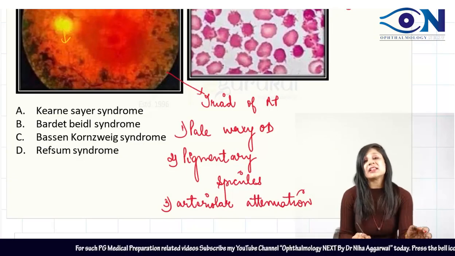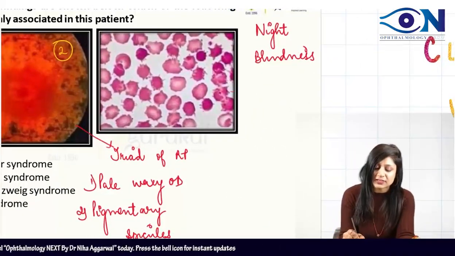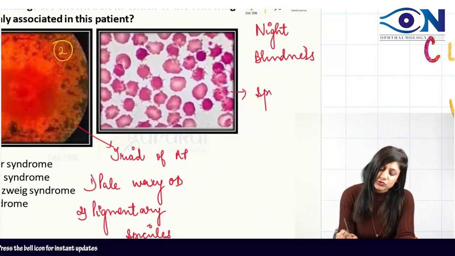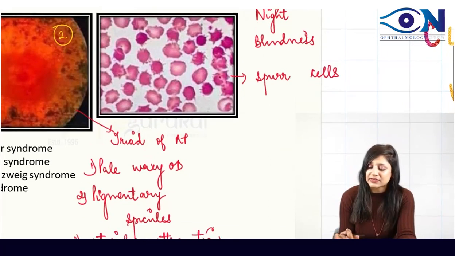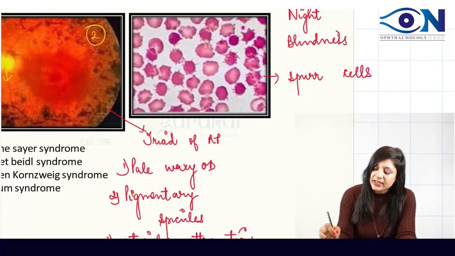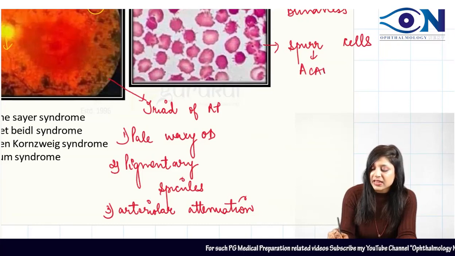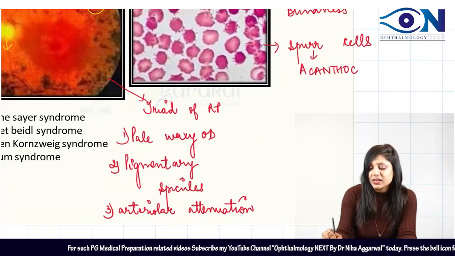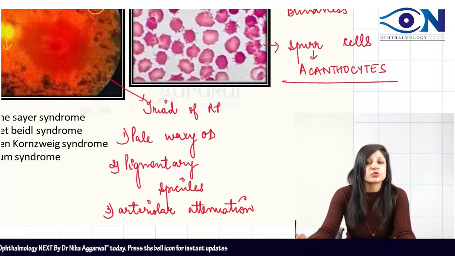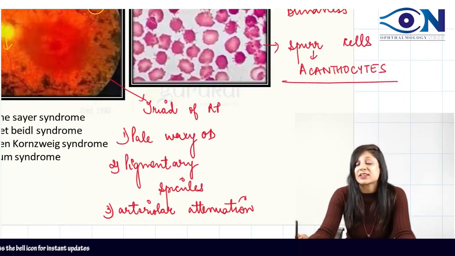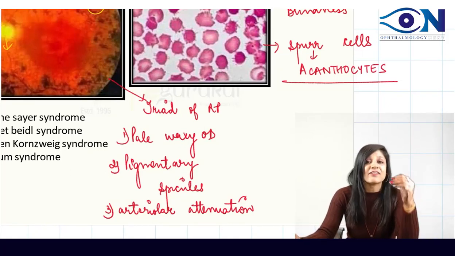Now, there is something else also they have given which is very, very interesting, and I think you must be knowing this. What is this? These are actually called spur cells. Once you know that these are the spur cells, these are also called acanthocytes. So if I am having the triad of retinitis pigmentosa along with acanthocytes, along with acanthocytosis, what is this actually?